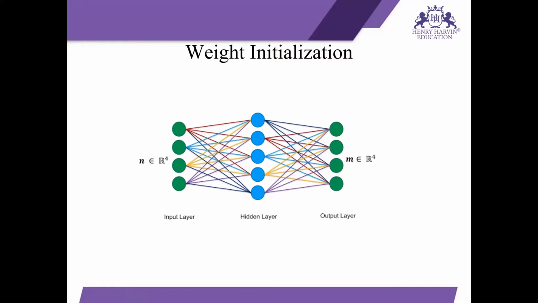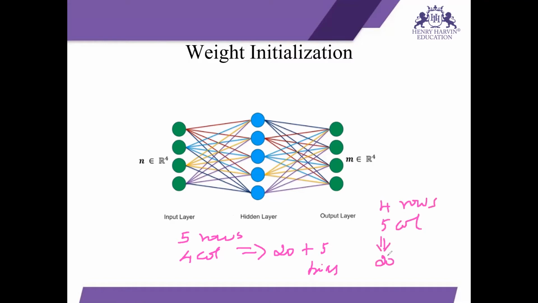What happens when the weight is zero in the initial stage? That is really an important question. So let us understand this one. Here you can see that there will be five rows and four columns, so this will lead to 20 weights, and we will get five biases. Similarly, here you can see four rows and five columns, so again we get 20, and then the bias gets added, clear?